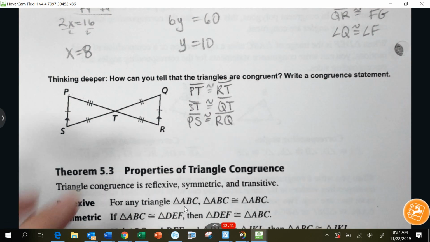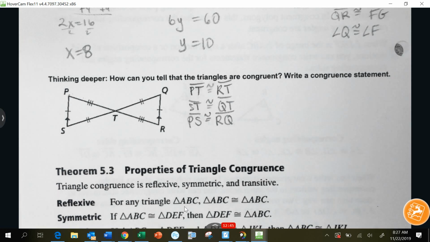In order for this figure to be congruent, we need all congruent sides and all congruent angles. Which angles are congruent? I didn't name any angles. Which angles are congruent?